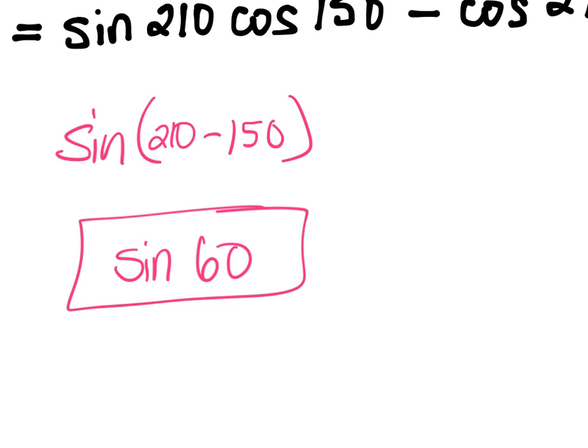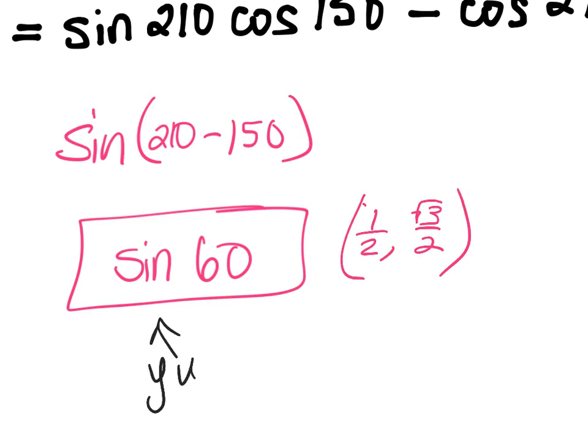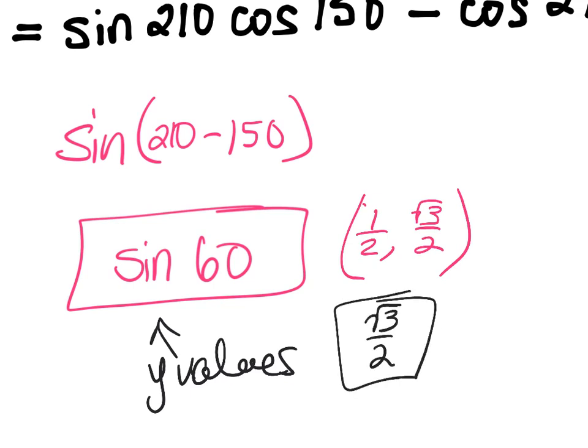Now, the second thing you do is you say, okay, well, what is the ordered pair at 60? Somebody? 1/2, radical 3 over 2. What does sine mean, x or y? Y is the y value. So what is the sine of 60? Radical 3 over 2. There's two answers for that. You have to show me both.